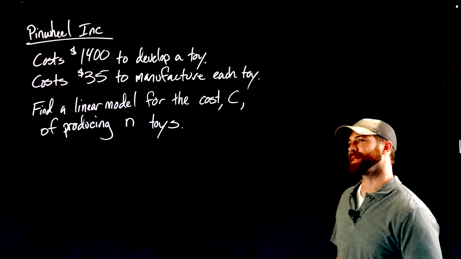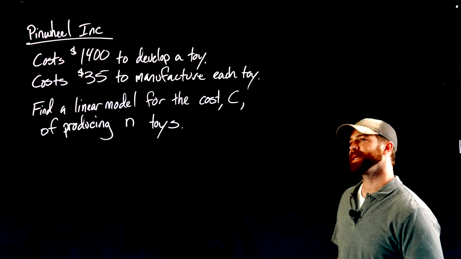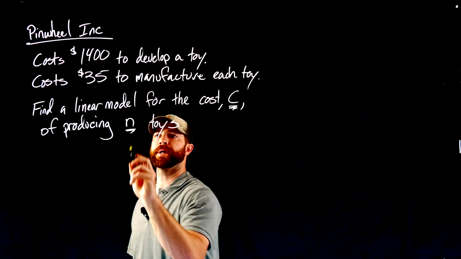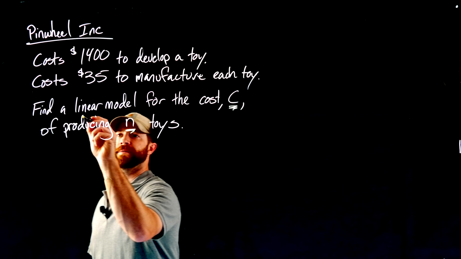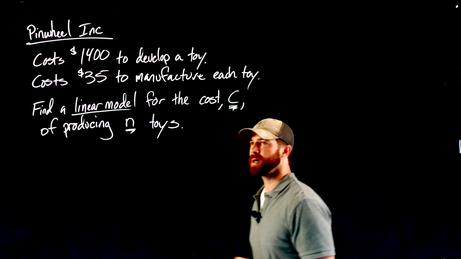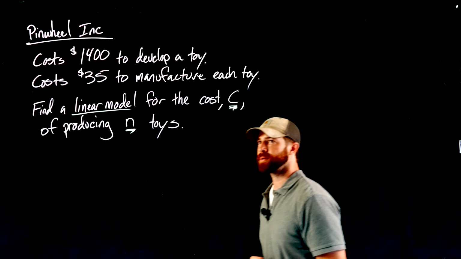We're being asked for a linear model for the cost, C. We're going to use C as the cost for producing n toys. So first and foremost, the variables that we need to use here are cost and n toys. It's important also they've noted that we want to find a linear model, and that's good because given the information, we'd actually only be able to produce a linear model from this information.